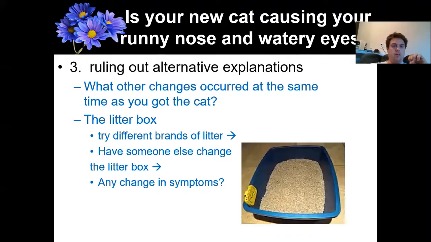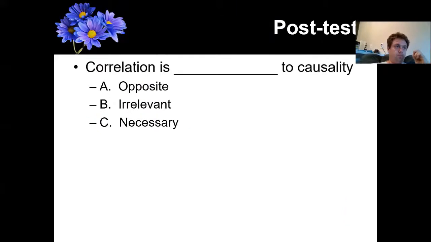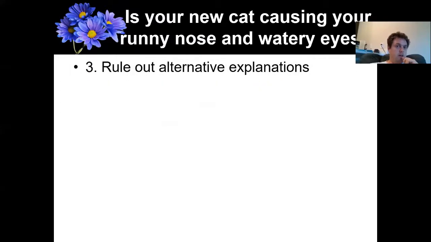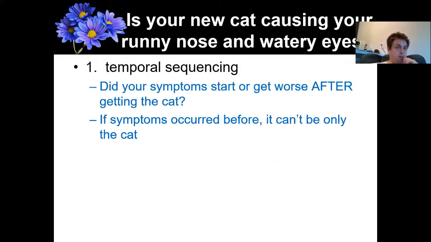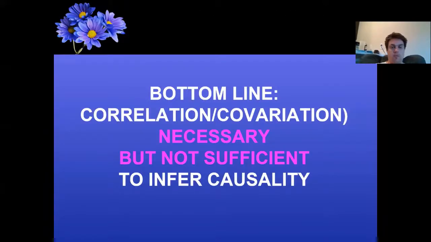Because remember, that's our second requirement. Two variables or two things have to covary. There has to be a relationship there, the turning of the switch and the light, the cat and the allergies, in order for there to be causation. But the correlation doesn't tell us that there is causation, because there could be other explanations, or we don't know if there was temporal sequencing. Okay. Bottom line, correlation is necessary but not sufficient to infer causality.